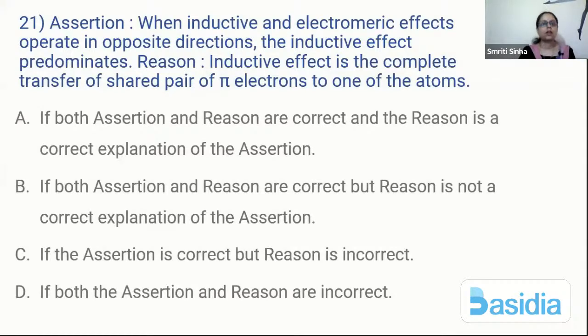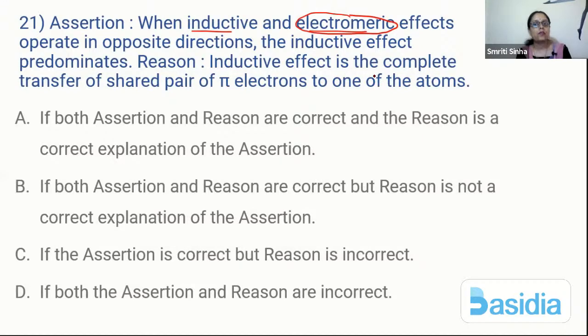Next, assertion: when inductive and electromeric effects operate in opposite direction, the inductive effect predominates. So what they are saying is that when inductive and electromeric effects both are operating in opposite directions, the inductive effect predominates. That is wrong. Actually, the electromeric effect predominates because it is in the presence of a reagent, and that reagent is present. That means that effect will be stronger.